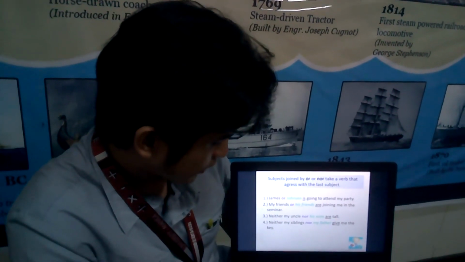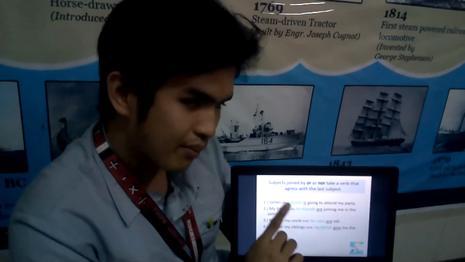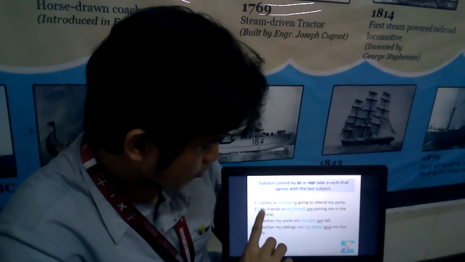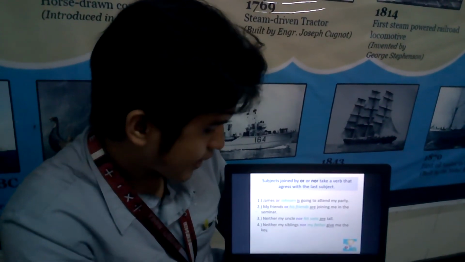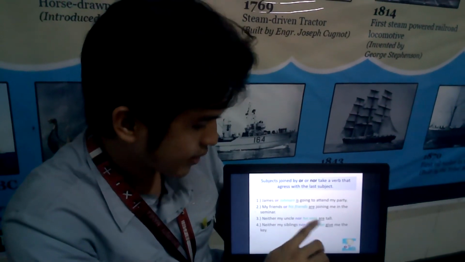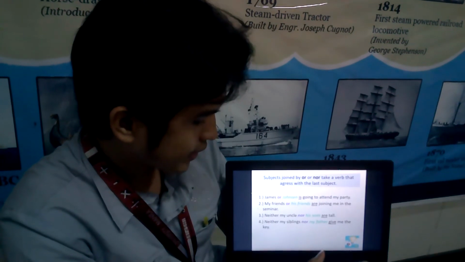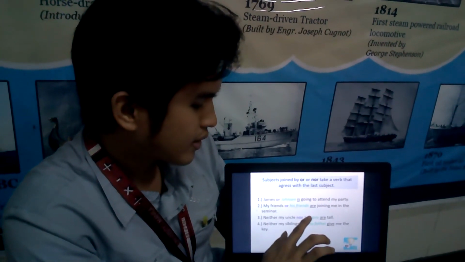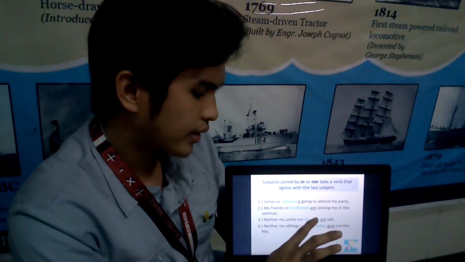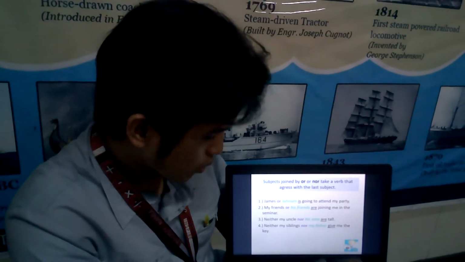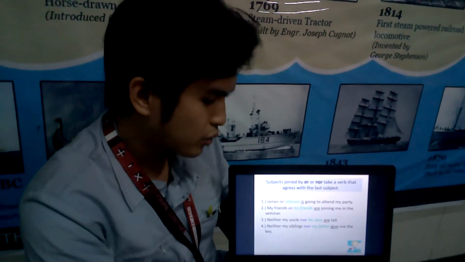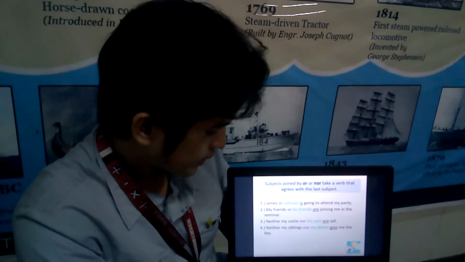Look at example number 3: the first subject is singular and the second subject is plural. Again, you will consider the last noun, the one closest to the verb. His sons is plural, so you will use a plural verb.